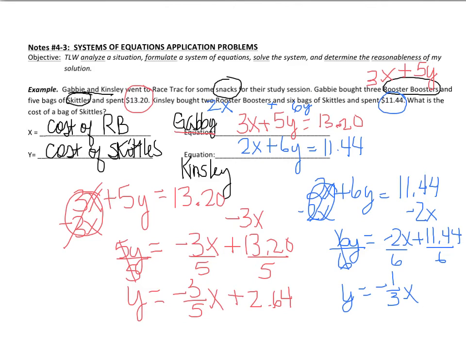I'm sorry, that's not right. I simplified that wrong. It's actually 143 over 75. Okay, now use your calculator if you have one at home to go ahead and solve that by graphing. If you don't have a calculator at home, then just write down what I say and then you can check it in the morning.